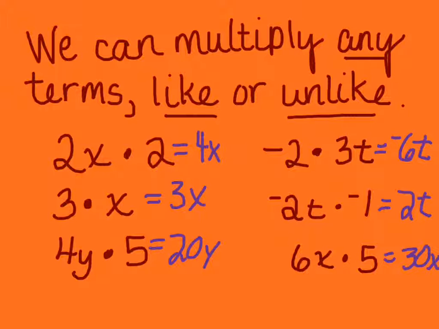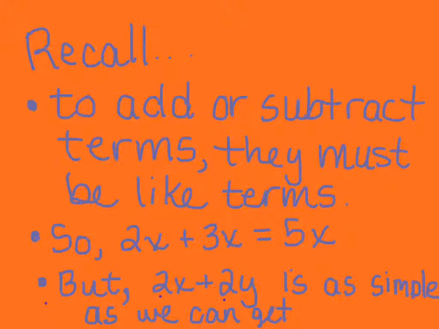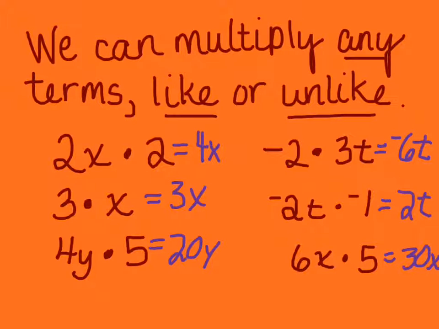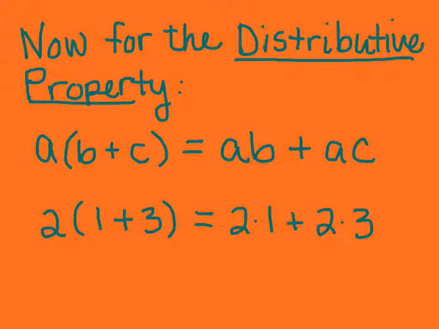Okay, so just to review, to add or subtract terms, they must be like terms. However, to multiply terms, they can be like terms or unlike terms. It doesn't matter, we can multiply all terms. Now, for the distributive property. Recall at the beginning I stated that A times the quantity B plus C is equivalent to just distributing the A and saying A times B plus A times C. So let's apply this to something that you can make a little more sense of.